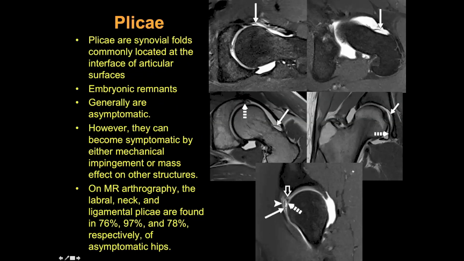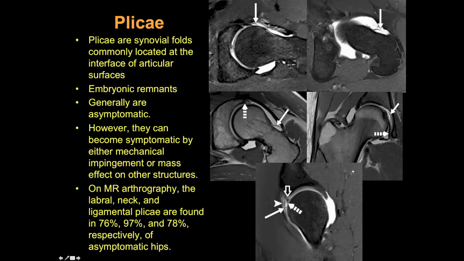On MR arthrograms or MR imaging in the presence of a large effusion, we may see plicae, which are synovial folds commonly located at the interface of articular surfaces. They are embryonic remnants. They're generally asymptomatic. However, they can become symptomatic by either mechanical impingement or mass effect on other structures.